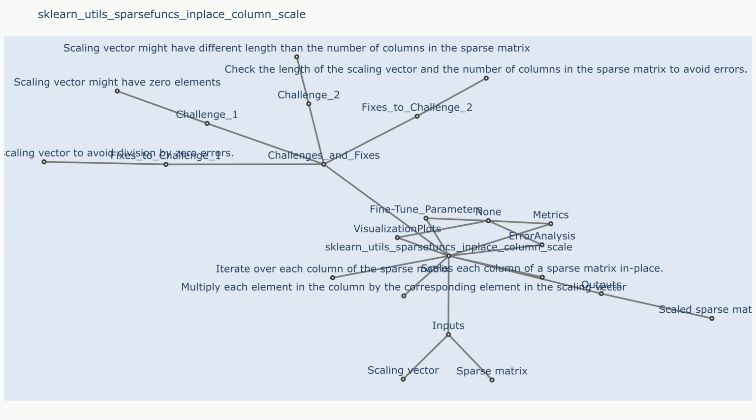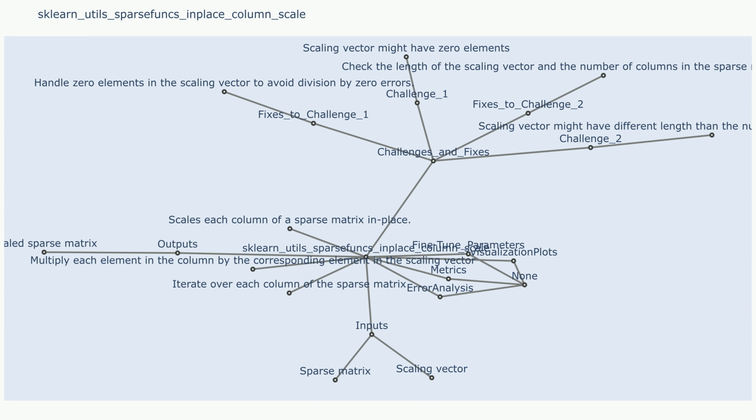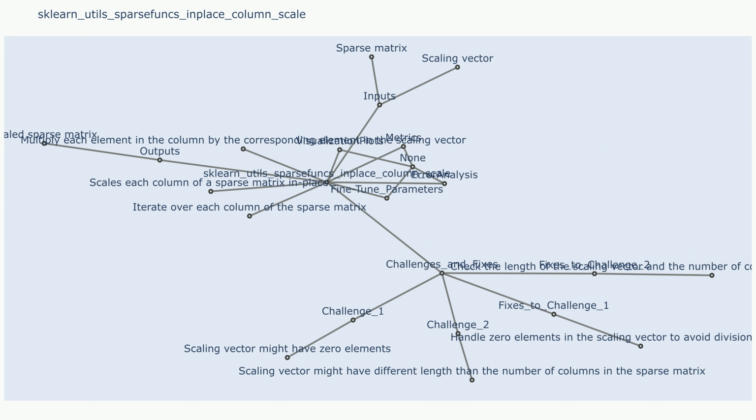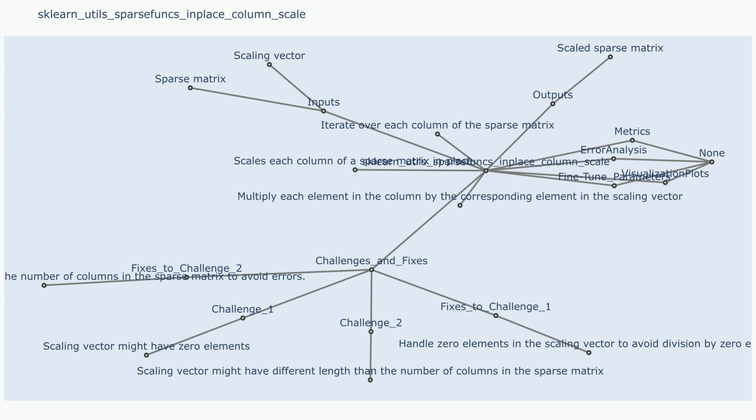Challenges and fixes. Challenge 1. Sample use case that resulted in challenge 1: if the sparse matrix contains columns with all zeros, the scaling factor for those columns will be 0, leading to division by 0 errors. Fixes to challenge 1. You can handle this by either replacing the zeros in the scaling factor array with a small positive value, e.g., 1e-10, or by removing the columns with all zeros from the sparse matrix before scaling.